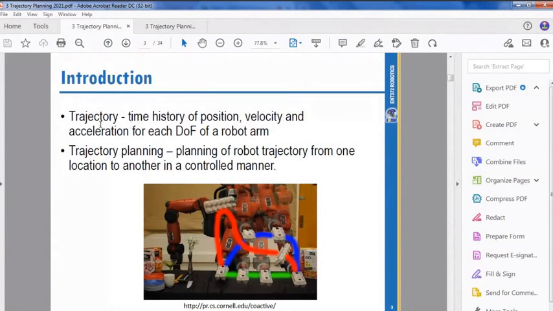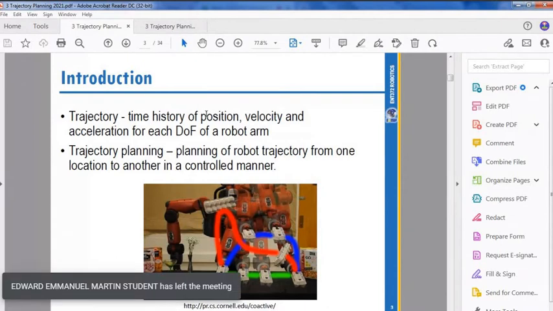Trajectory planning. Trajectory is based on time. We are going to calculate to control our robotic arm or manipulator. Robot manipulation is smooth motion. It is smooth motion.